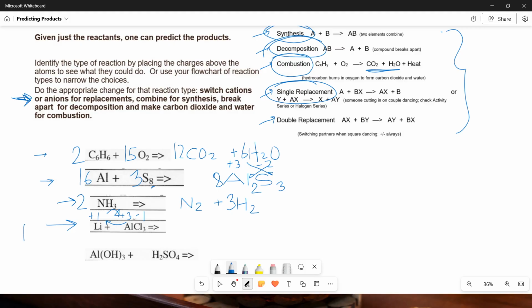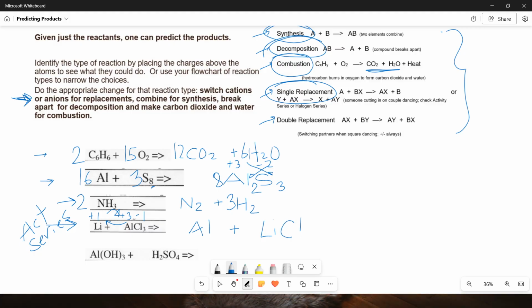Something that you need to remember is the activity series, and maybe I will do a video on that. Lithium is more reactive than aluminum, so it is going to replace the aluminum in this compound. If it was the other way around, if aluminum wanted to push lithium out of that compound, it would not be able to do it because it's less reactive. So aluminum is going to be by itself now, and lithium is going to be with the chlorine, and they both have a single positive and negative charge. And to balance this equation, I'm going to put a 3 in front of the lithium and a 3 in front of the lithium chloride.